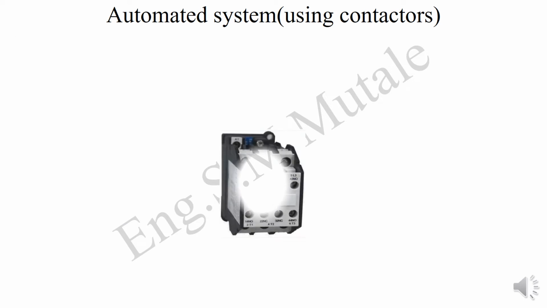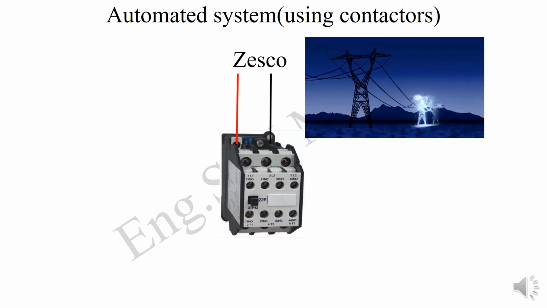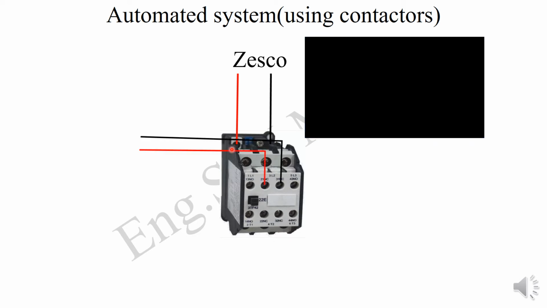For the automated system where we're using contactors, as I said earlier, our focus is not really the size of the contactor. I'm just showing you the wiring diagram. You may have a source. Let's say this is one source, which is the Zesco supply. For the Zesco supply, you have two lines. You've got live and neutral going to A1 and A2 of your contactor coil. And then we have another source, which is our solar, of course.